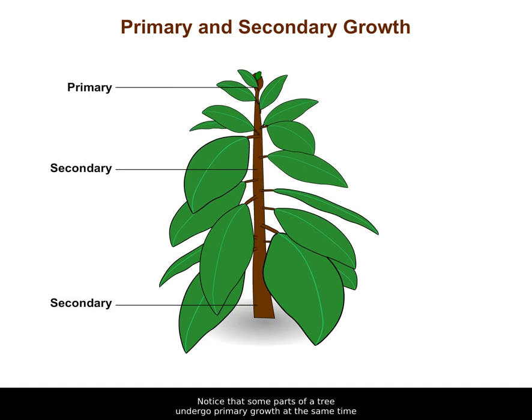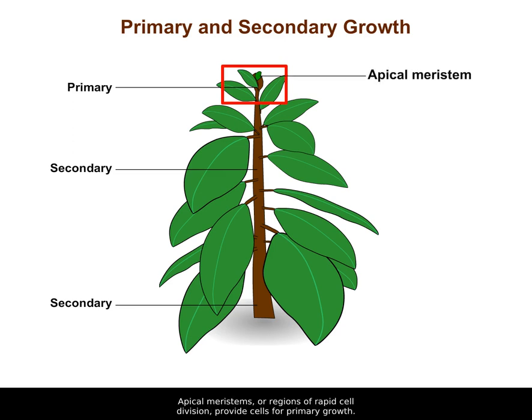Notice that some parts of a tree undergo primary growth at the same time that other parts undergo secondary growth. If the roots were visible, you would see the same thing in the roots. Primary growth occurs in young leaves and elongating parts of the stems and roots. Apical meristems, or regions of rapid cell division, provide cells for primary growth.